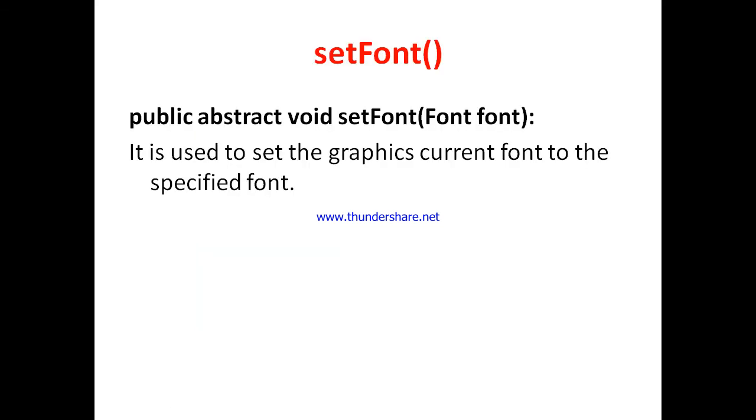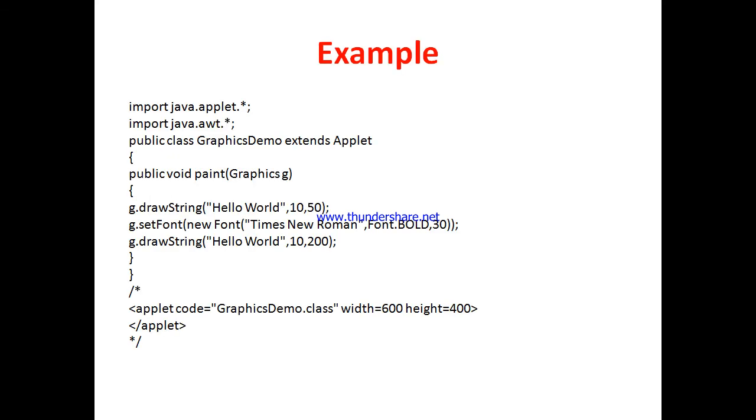Now, the next method of the Graphics class is setFont. The setFont method is used to set the graphics current font to the specified font. Here the parameter font is actually an object of the Font class. We can pass this object by creating it in a separate statement, or we can directly pass the object by calling new Font, which has 3 parameters. Now, let us see the example.